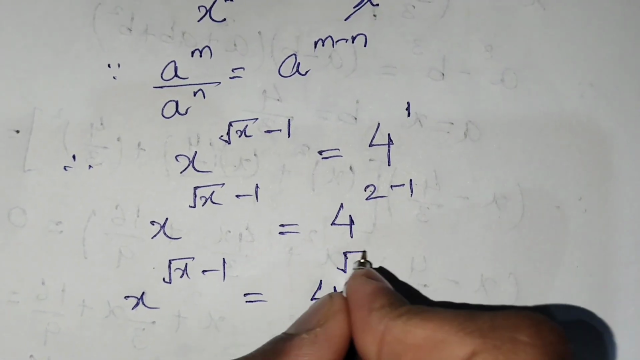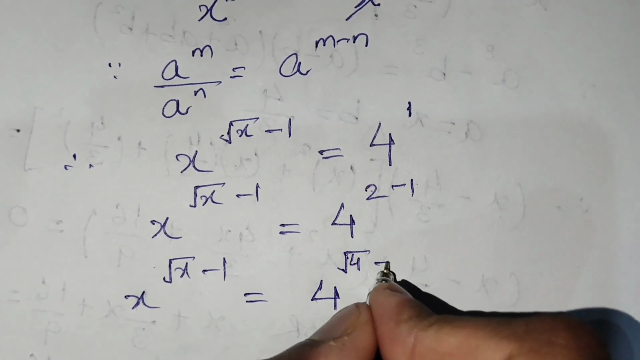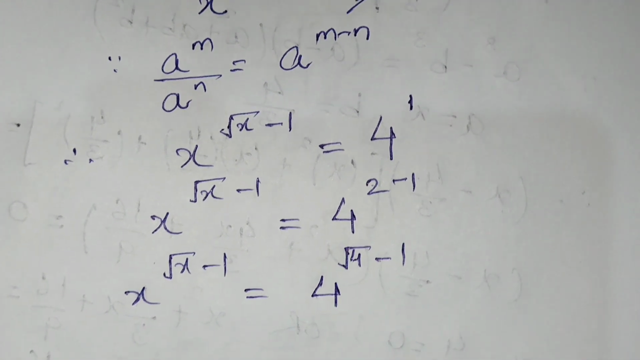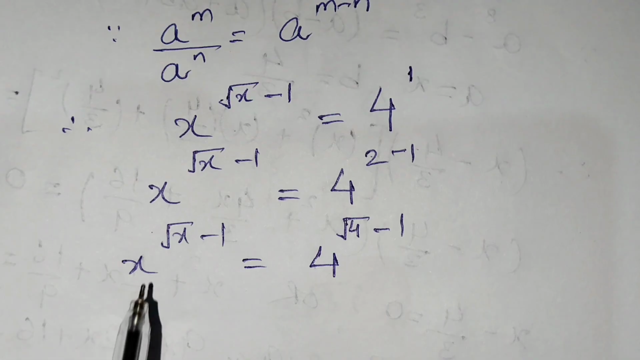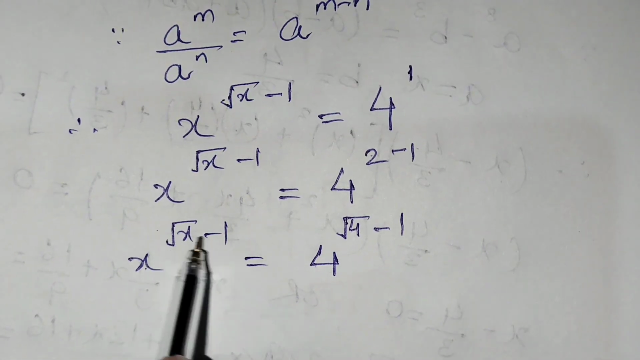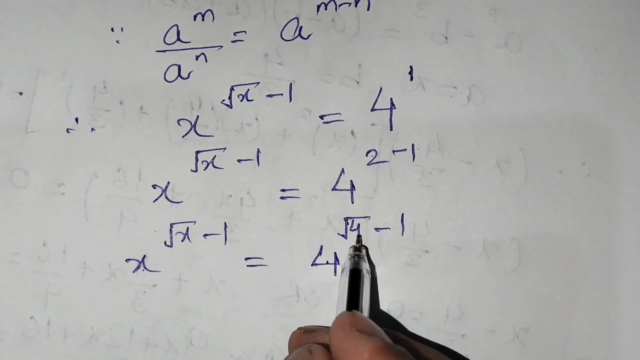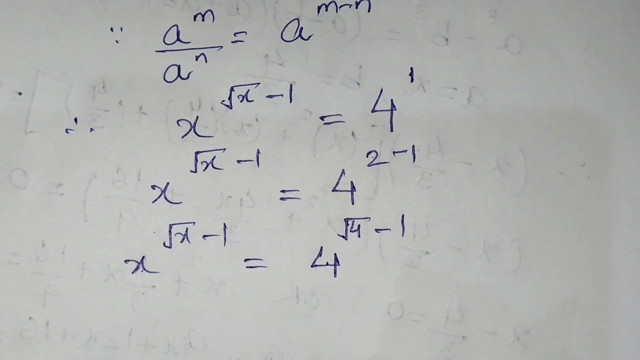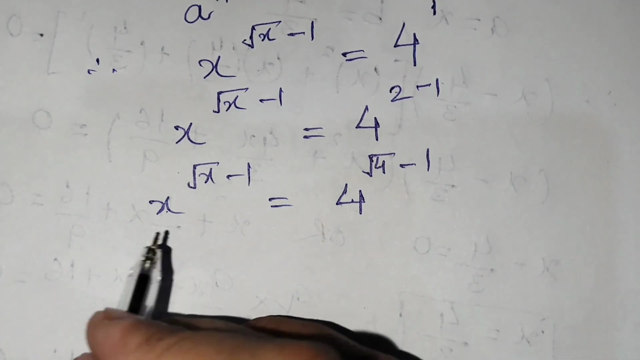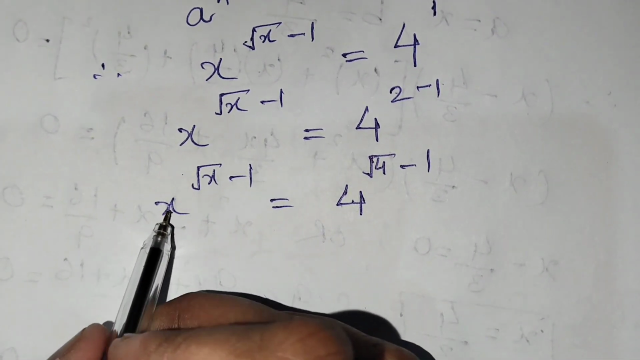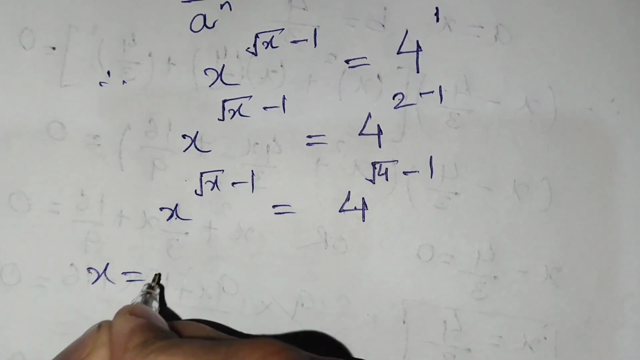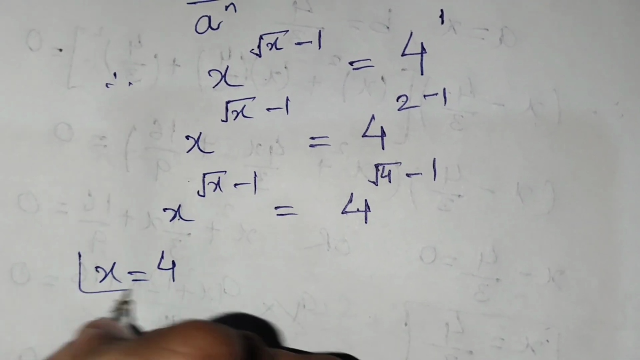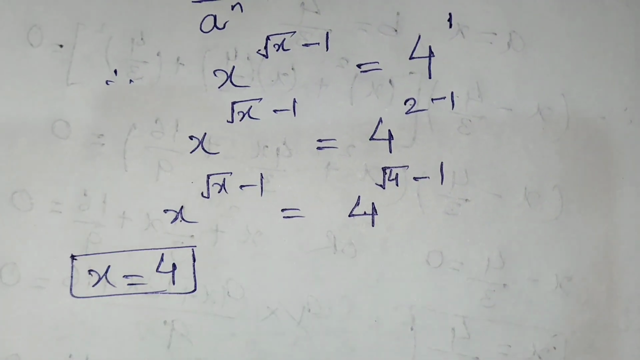2 can be written as square root of 4. Is it okay? No, you can see the equation. This is x power square root of x minus 1. This is 4 power square root of 4 minus 1. Now there are two cases. In the first case, by equating bases, x will be equal to 4. This is the first case.